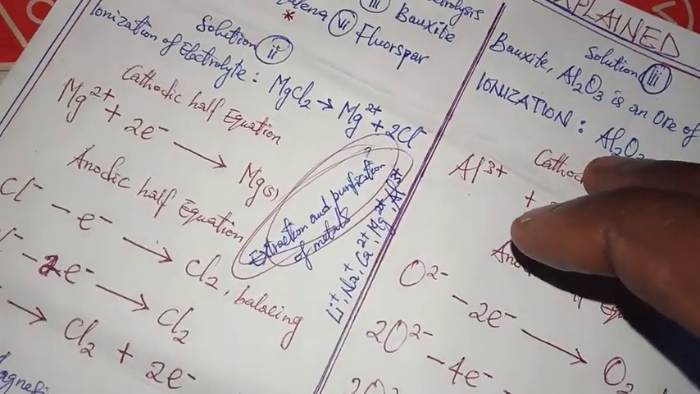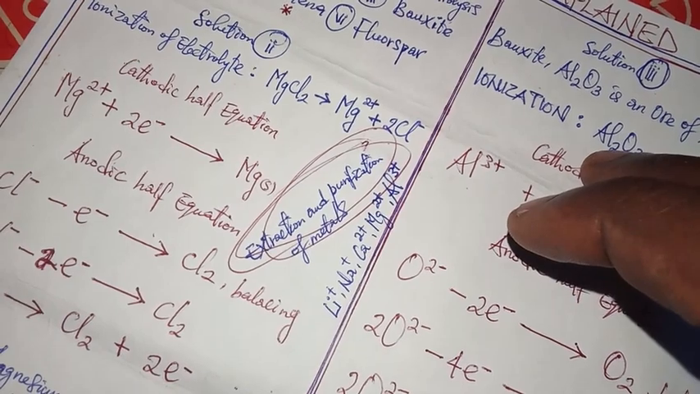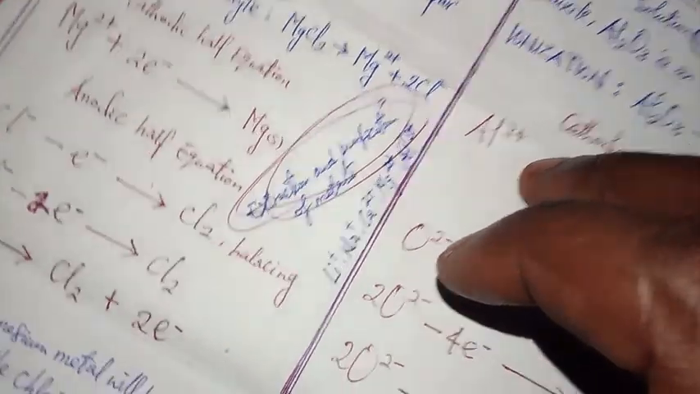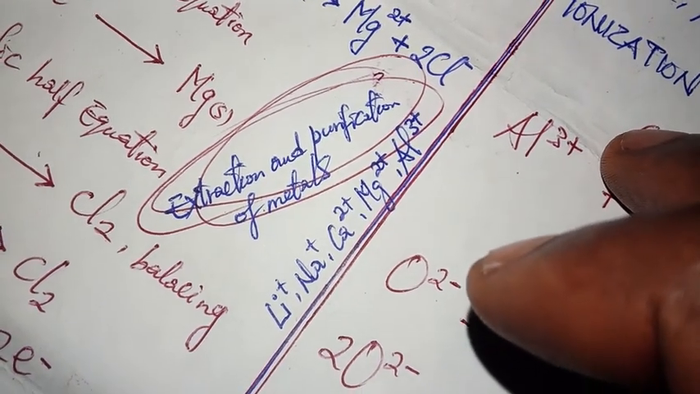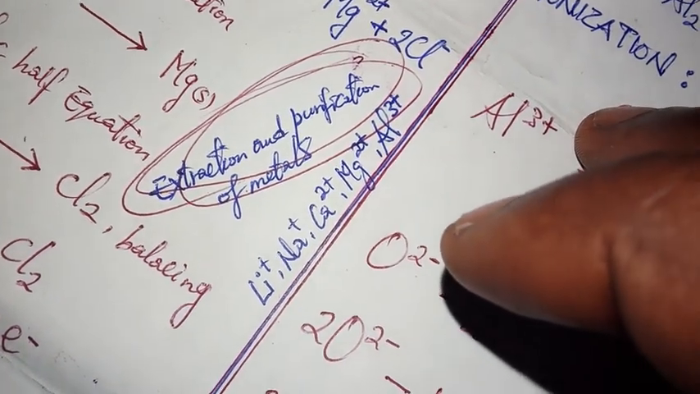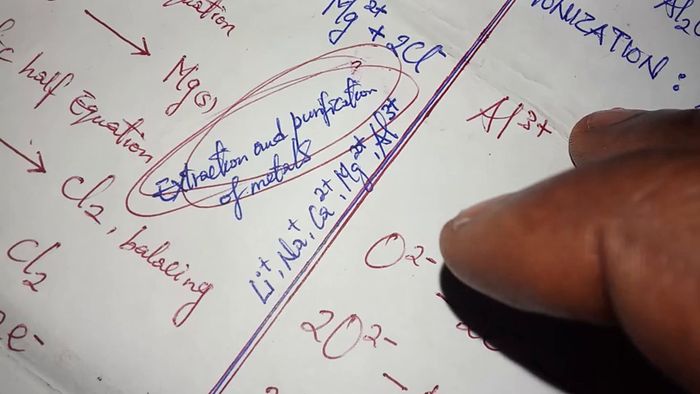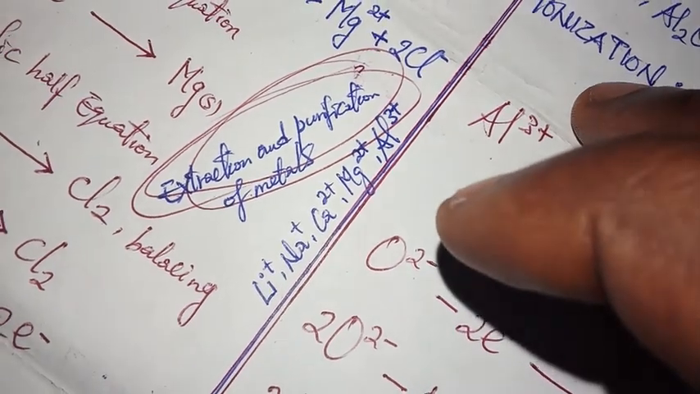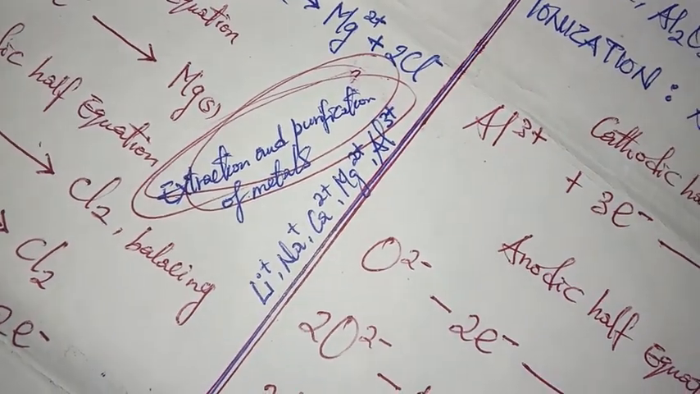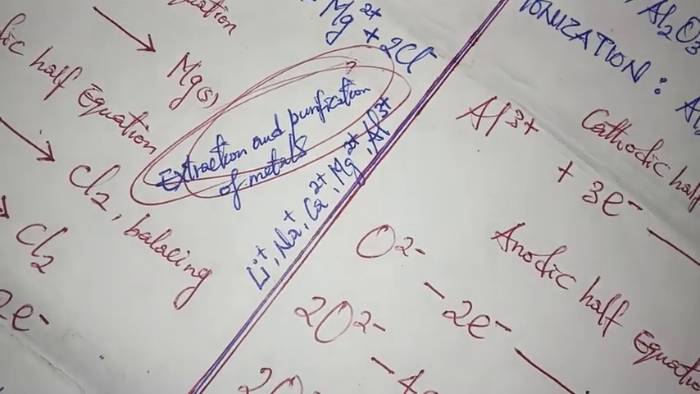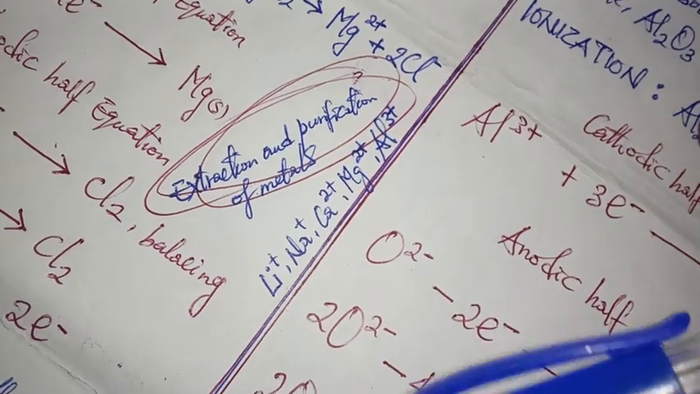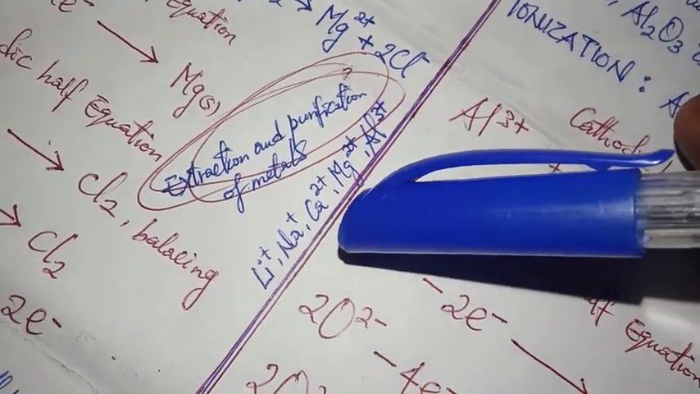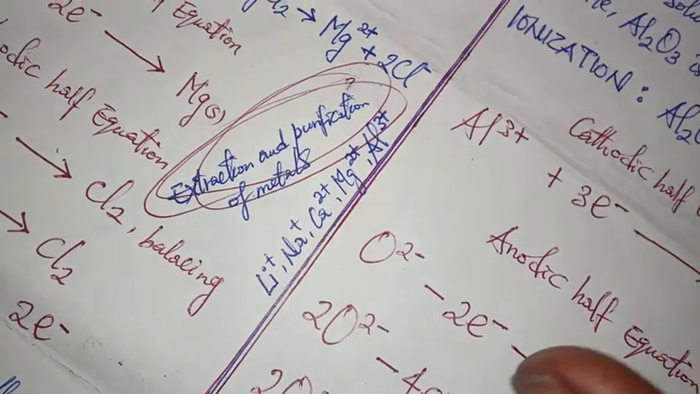Now, one of the most important uses of molten electrolysis is extraction and purification of metals. Because electrolysis is very expensive, some of the commonest metals we use electrolysis to extract are the highly reactive metals in group 1, group 2, and group 3. Examples are lithium, sodium, calcium, magnesium, and aluminium.